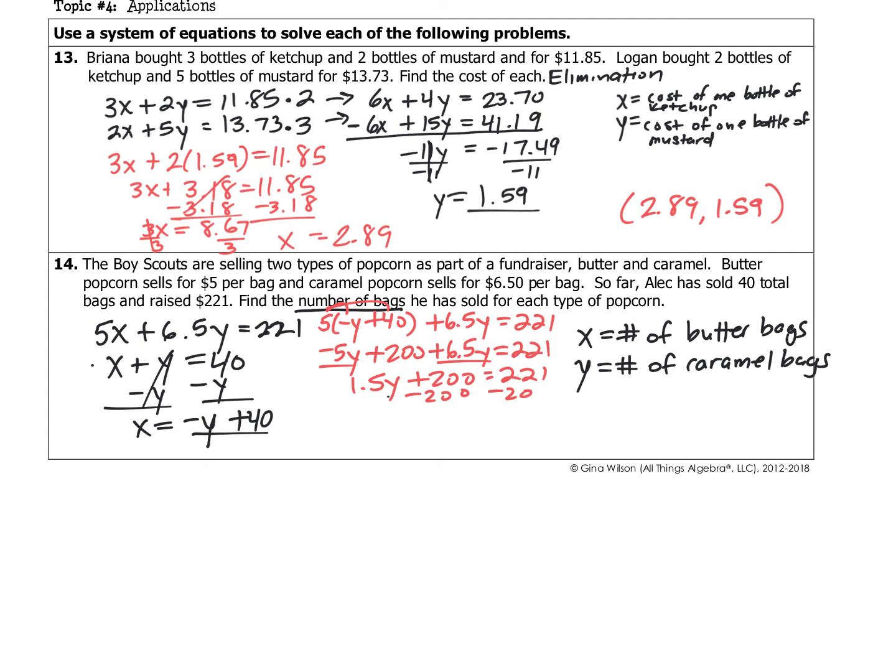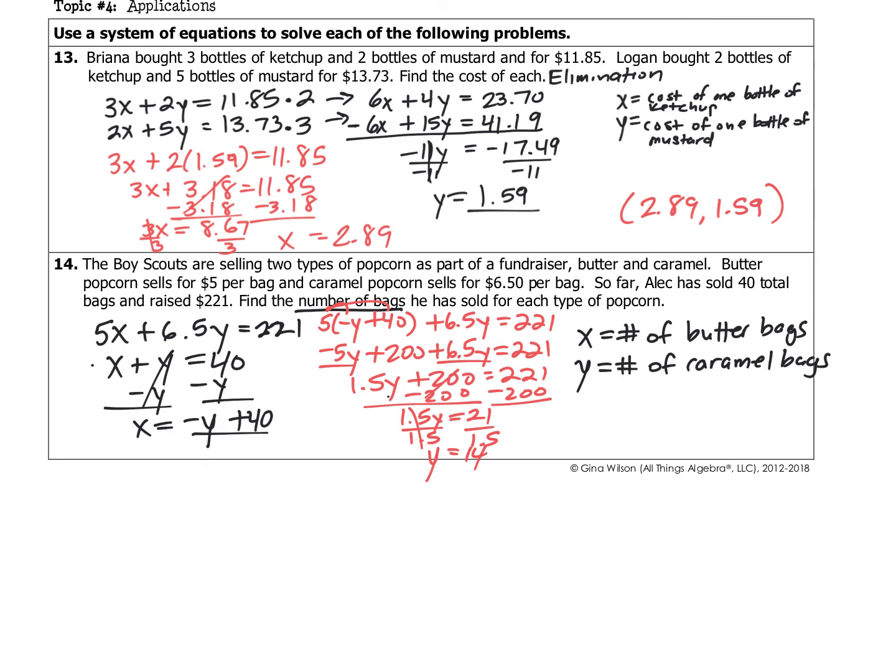Subtract 200 from both sides. And 1.5y equals 21. Divide by 1.5. So this is a 1, 2, 3, 3-step equation. Well, 4 really, you've got to combine like terms. So 21 divided by 1.5 is 14. So y equals 14. So we know he sold 14 bags of caramel popcorn.